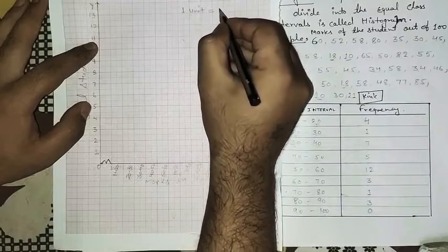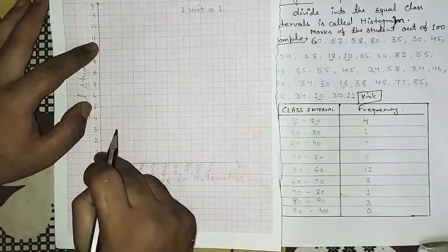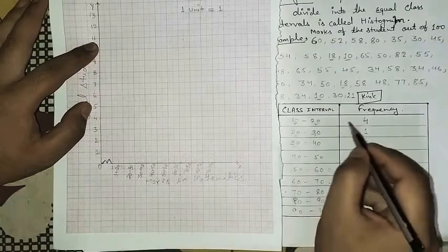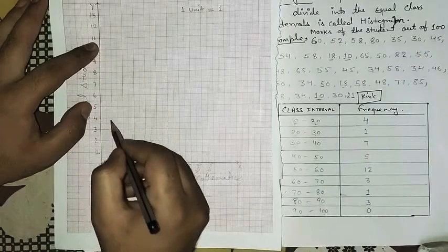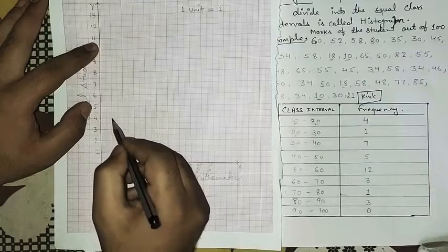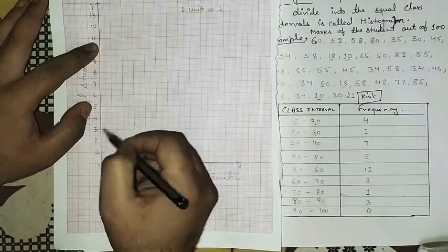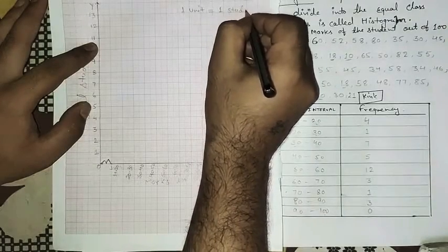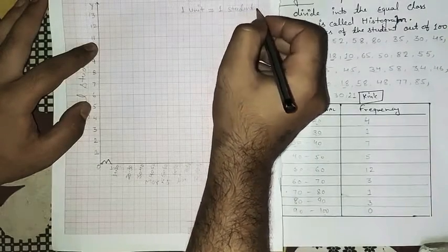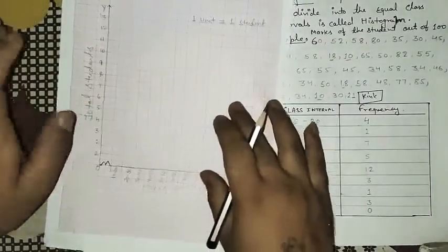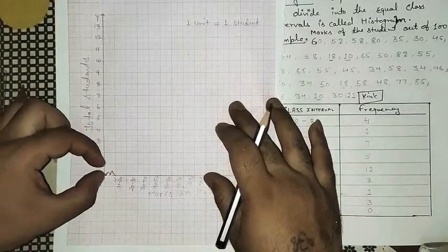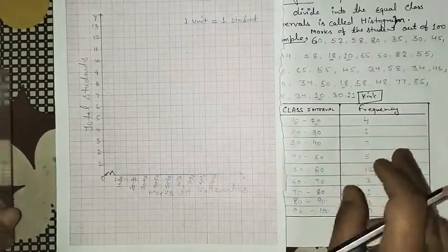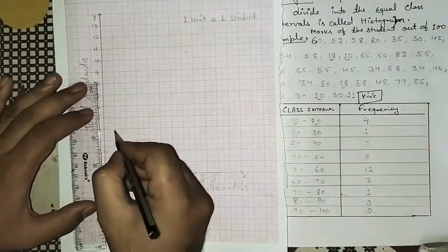1 unit equal to 1 student, because 0, 1, 2, suppose that 0, how many students are there between 10 to 20? So 4 students are there. So we will have to make the rectangle up to the fourth one. So 1 unit is representing 1 student. We have to write this information as well. 1 unit equal to 1 student. These small boxes are called units. Okay, so 10 to 20. How many students are there? 4.